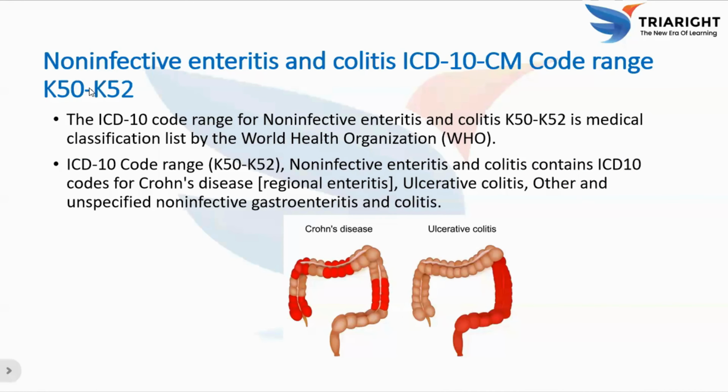So what's the next section of codes? It's non-infective enteritis and colitis. This section of ICD-10-CM covers diseases that affect the small intestine. Enteritis means, entero means small intestine, itis means inflammation, and col means colon, and itis means inflammation. So, inflammation of the colon, nothing but inflammation of the small intestine and a part of the large intestine.